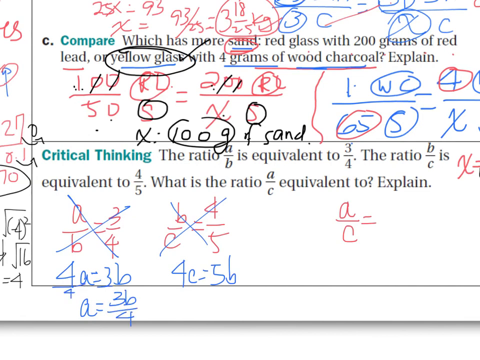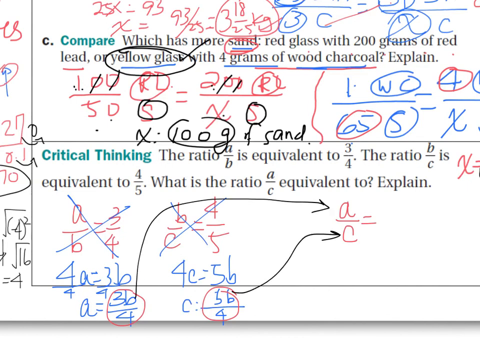I simply divide by 4 on both sides. I'm going to do the same thing for this side. The reason why I'm doing this is because I'm going to take this part and substitute it into A and into C. Okay, so 3B over 4 divided by 5B over 4. And I can just cancel out the 4 to get 3B over 5B, and also cancel out the B to get 3 over 5. So A over C equals 3 over 5.